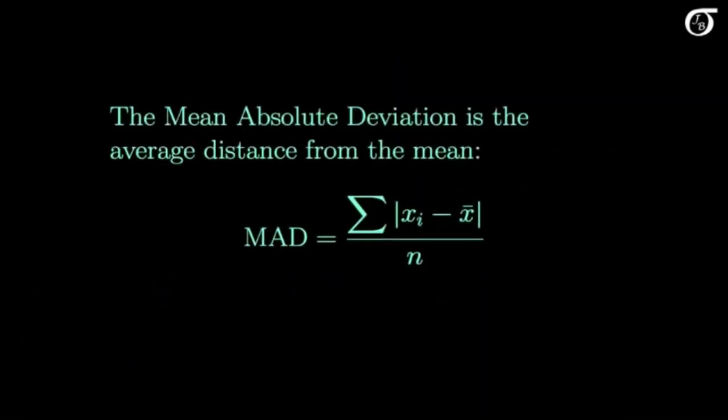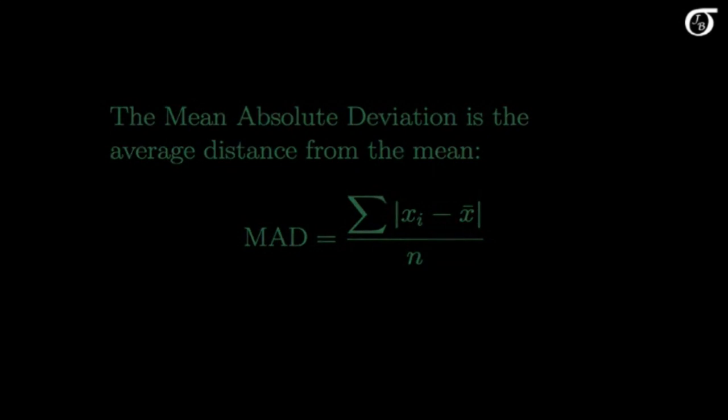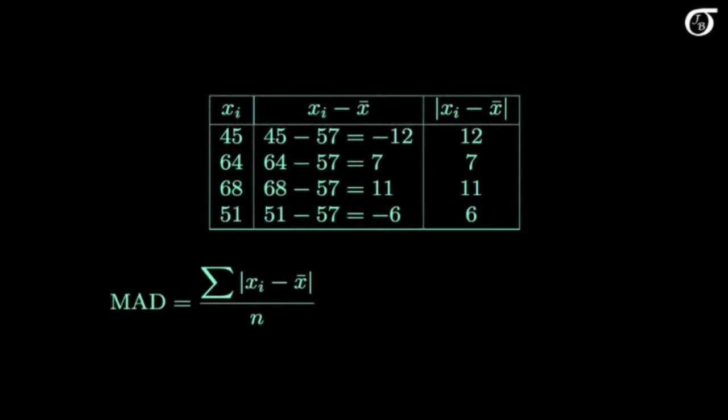The mean absolute deviation is the mean of the absolute value of the deviations, or in other words, the average distance from the mean. Let's go back to the data and calculate the mean absolute deviation. Here again is a table with the deviations and the absolute value of the deviations.